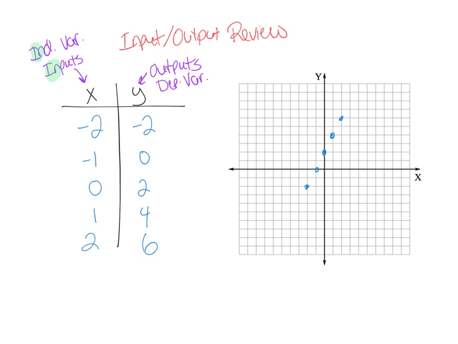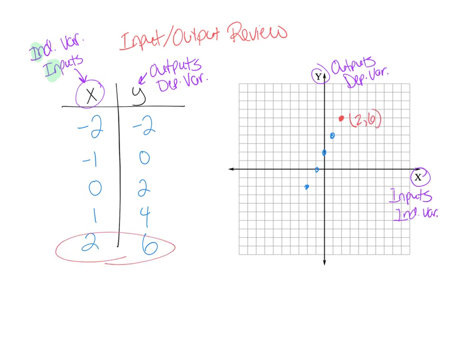When you're looking at the graph, your x-axis is going to have your inputs or your independent variable. And notice that that matches up with what's going on in your table. And your y-axis is going to have your outputs or your dependent variable. So notice now in my graph, if I go to talk about one certain point, this coordinate point would be (2, 6), and we see that in my table there as well, with 2 being the input and 6 being the output.